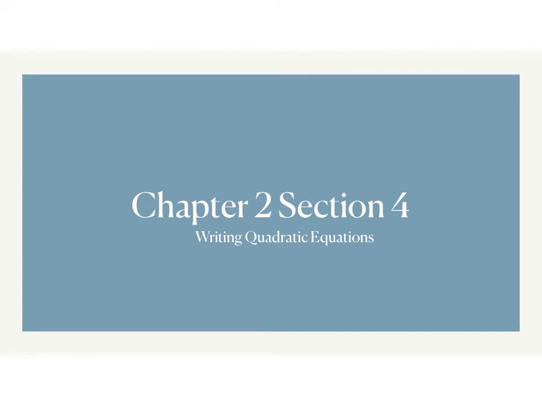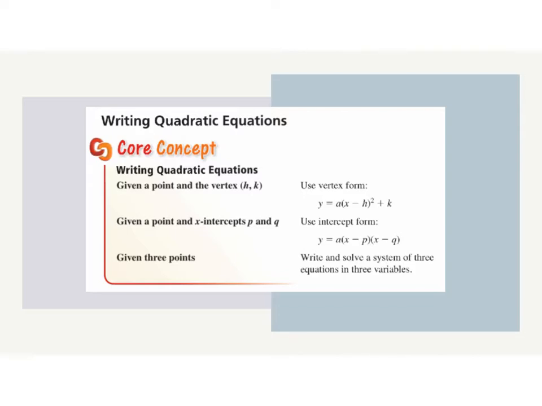All right, so 2.4, we're going to be writing quadratic equations. In the last sections, we were given an equation and we needed to graph it. Now we're going to be given a graph and we need to come up with the equation of our graph. So if we're given a graph and that graph has a point and a vertex, we're going to use vertex form to come up with our quadratic equation.